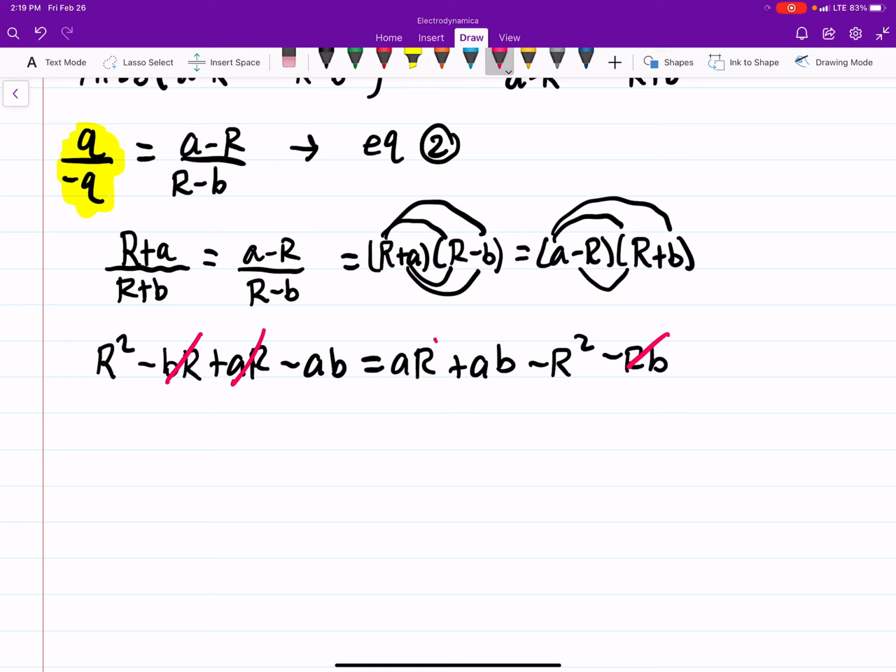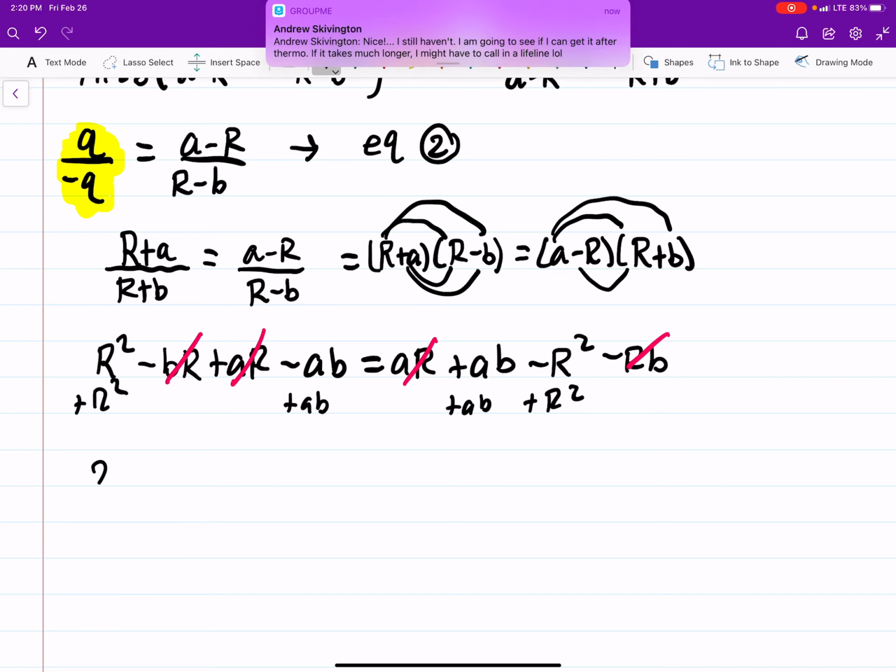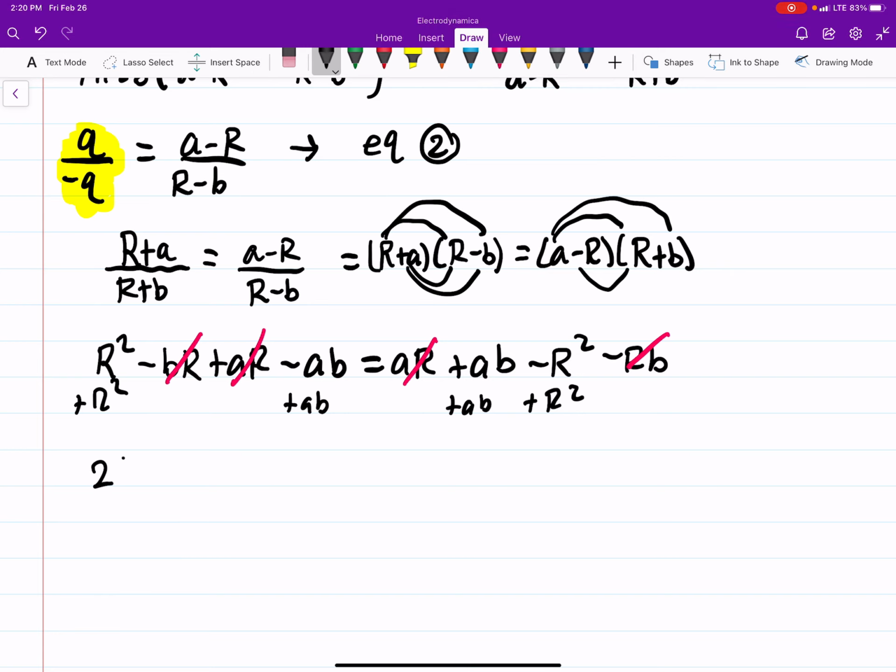Yeah, that one does cancel with this one, right? Okay, so that cancels, and we can just add AB and R squared. And we get 2R squared is equal to 2AB. And if we solve for B, obviously the 2's will drop. B is equal to R squared over A.